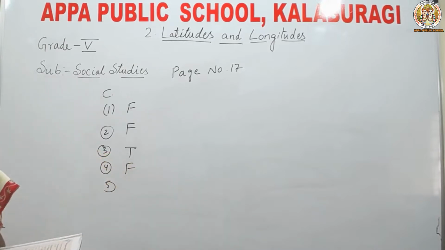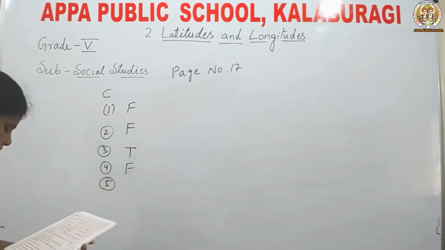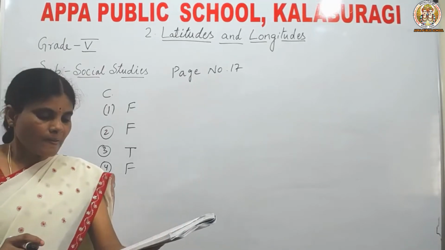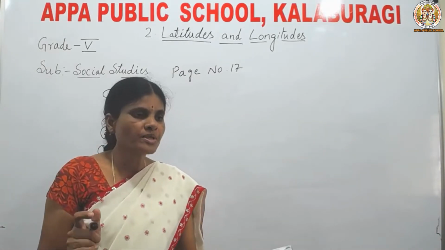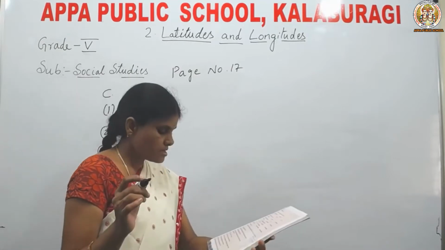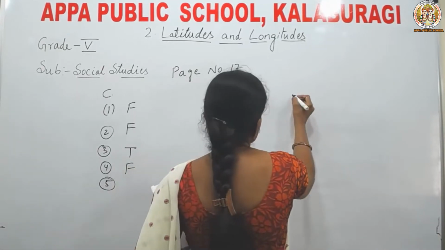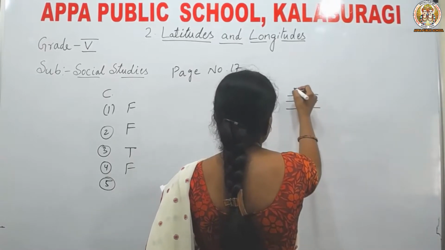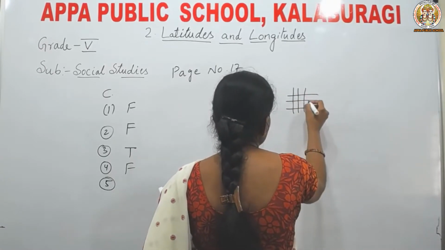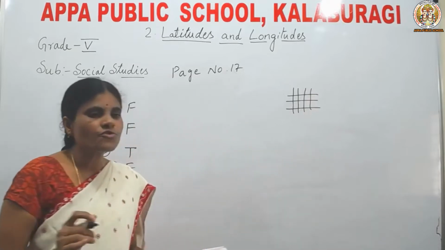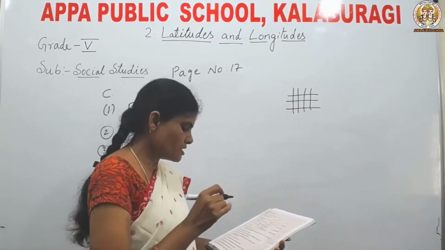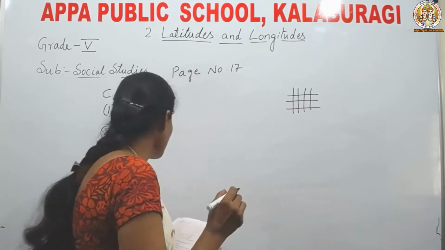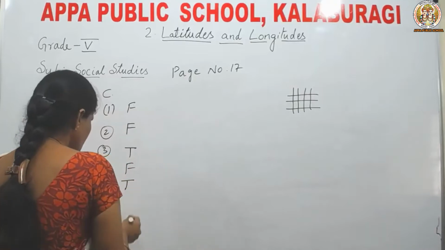Next, fifth one. Parallels and meridians crisscross to form the grid. Parallels means horizontal lines and meridians means vertical lines. They crisscross to form a grid. That means they intersect with each other to form a grid. It is true.